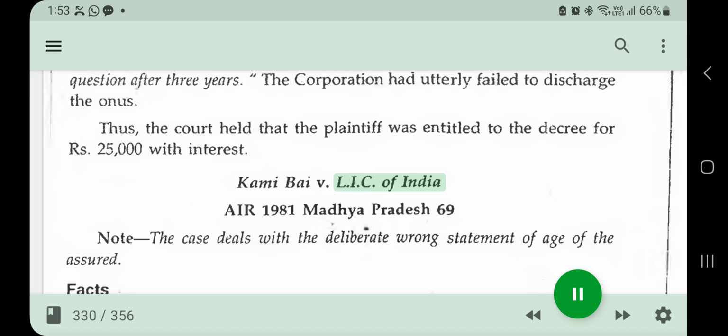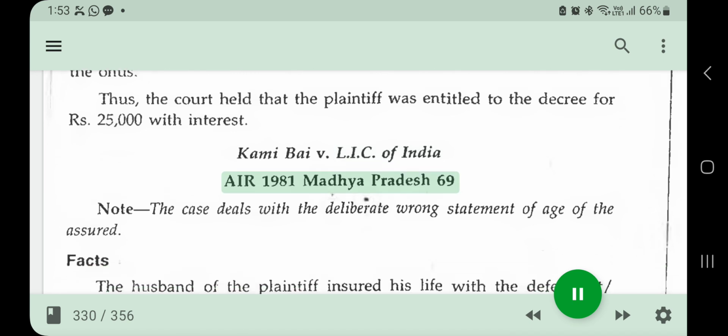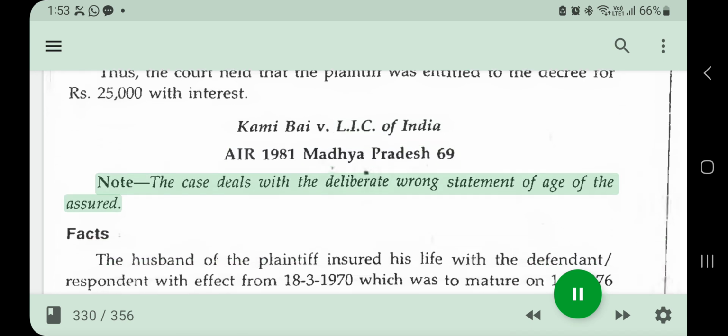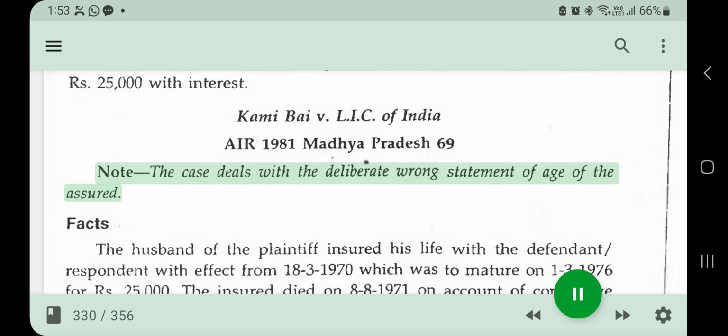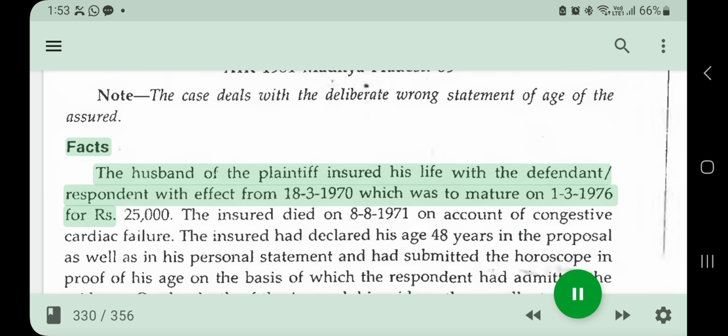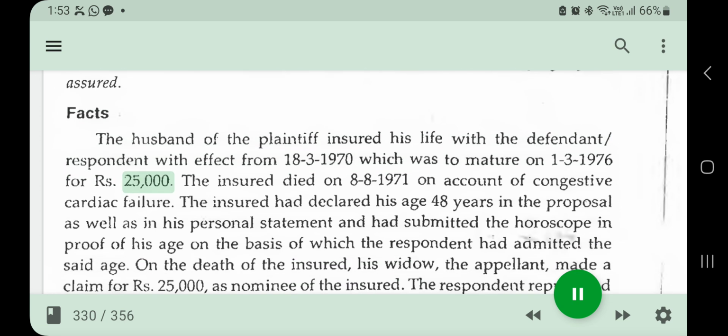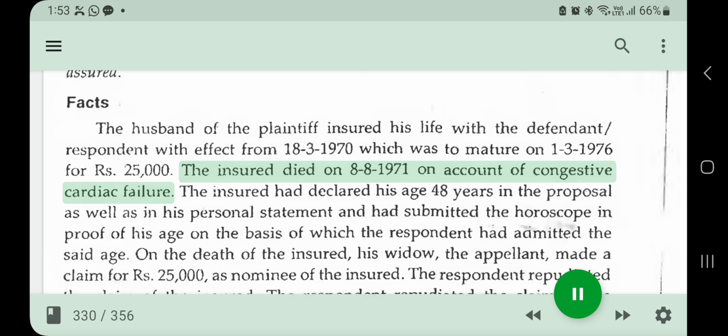Kamla Bai v. LIC of India, AIR 1981 Madhya Pradesh 69. Note, the case deals with the deliberate wrong statement of age of the assured. Facts: the husband of the plaintiff insured his life with the defendant, respondent with effect from the 18th of March 1970, which was to mature on the 1st of March 1976 for Rs. 25,000. The insured died on the 8th of August 1971 on account of congestive cardiac failure.